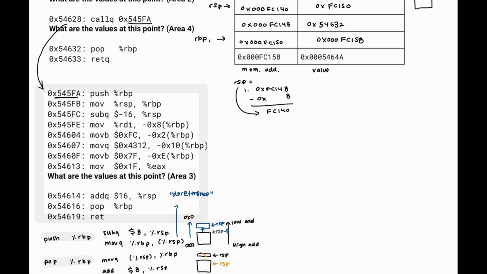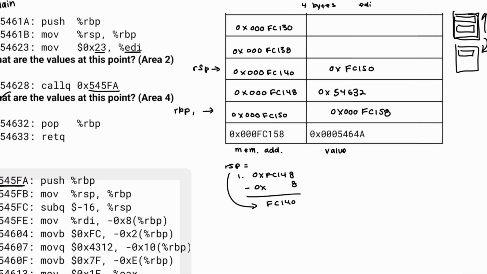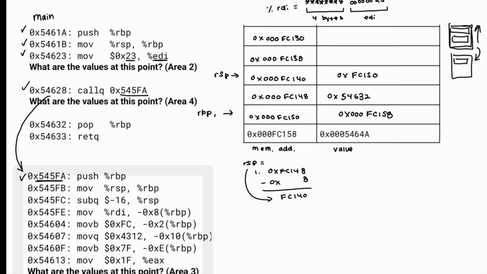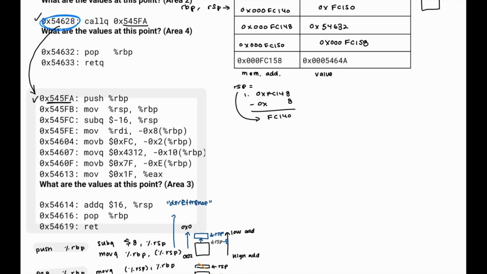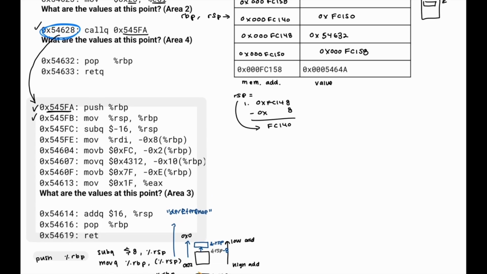That's the push instruction. Next, we're going to move RSP into RBP, which was at 150, is now going to be at 140. So RBP will also be at 140. Now we've moved RSP into RBP, and now they're both pointing at the same address, FC140. And now we're going to subtract 16 from RSP.